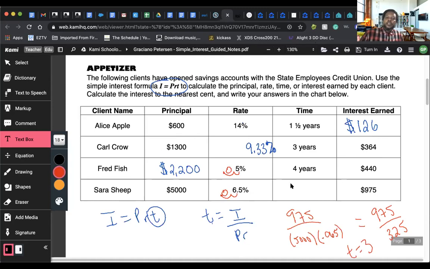So it's going to take Sarah 3 years at 6.5% to earn $975 on her $5,000. Okay. So these are the steps that we must take when we are using the simple interest formula to calculate these different things.